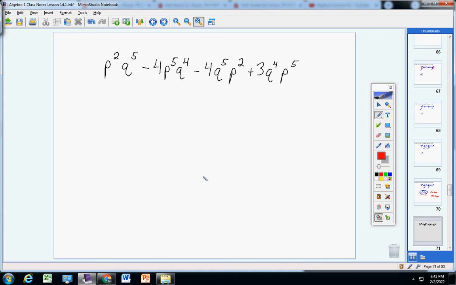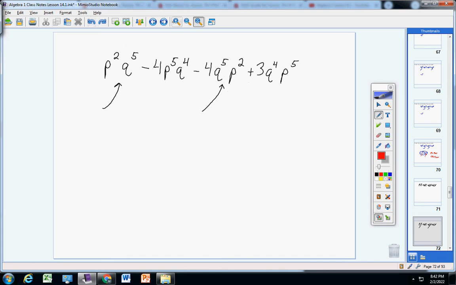All right, let's try this one, okay? I have a p squared and a q to the fifth. Men, ladies, order does not matter, okay? My p has a 2, my p has a 2, my q has a 5, my q has a 5. It does not matter the order, it's multiplication anyways. All of these are being multiplied, all of these are being multiplied, so order does not matter.